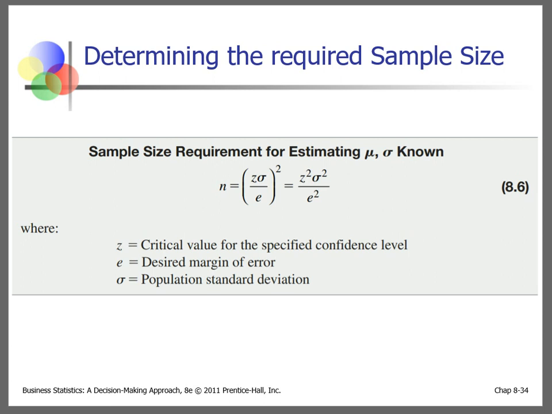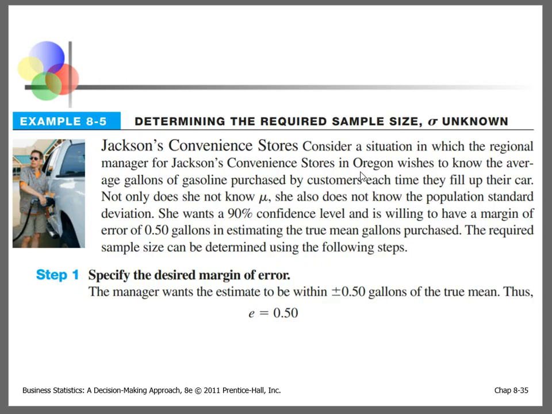So in general, equation 8.6 is the formula for computing the required sample size. Take note that the formula can be used when the population standard deviation is known. But how about if the population standard deviation is not known? To get around this problem, an alternative option is to select a pilot sample, that is, used explicitly to estimate the population standard deviation. Let us look at this example where the population standard deviation is unknown.